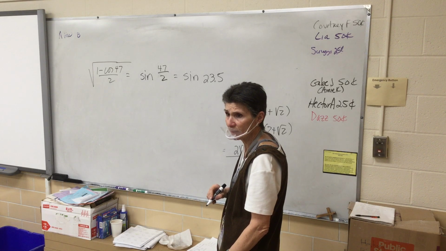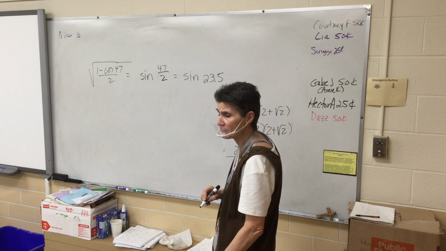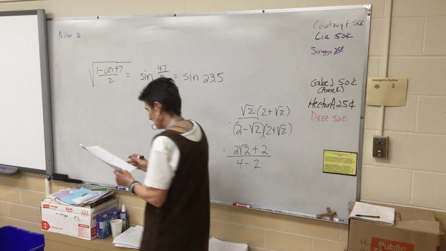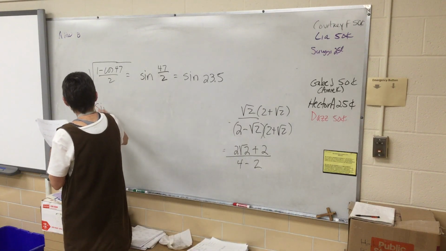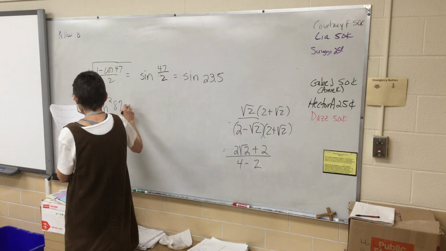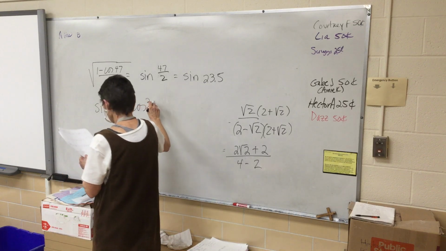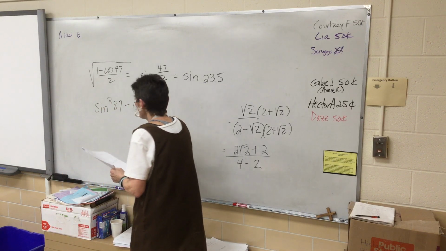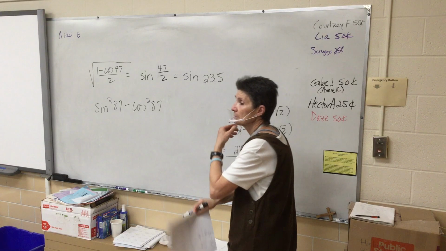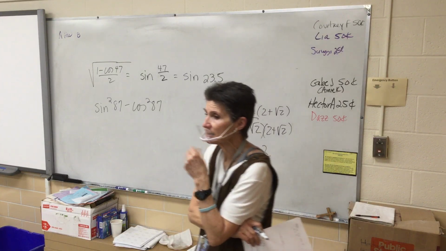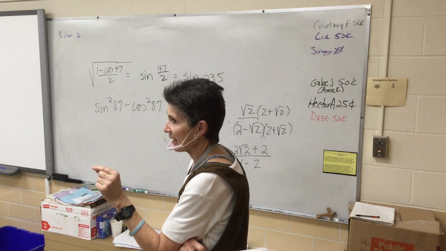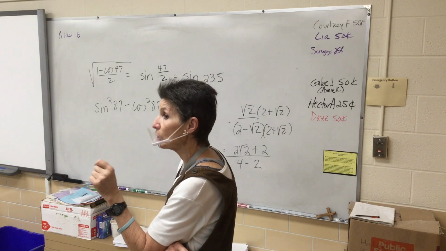That makes sense to everyone? That's easy enough if you have the formula sheet anyway. Here's a tricky one. Sine squared minus cosine squared. Okay, now look on your paper. Do you see anything that looks like that? You won't see exactly that, but do you see something that looks close to it?